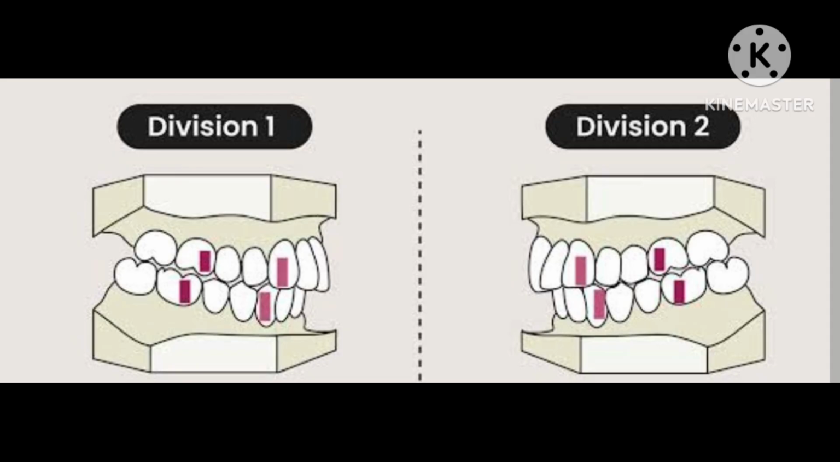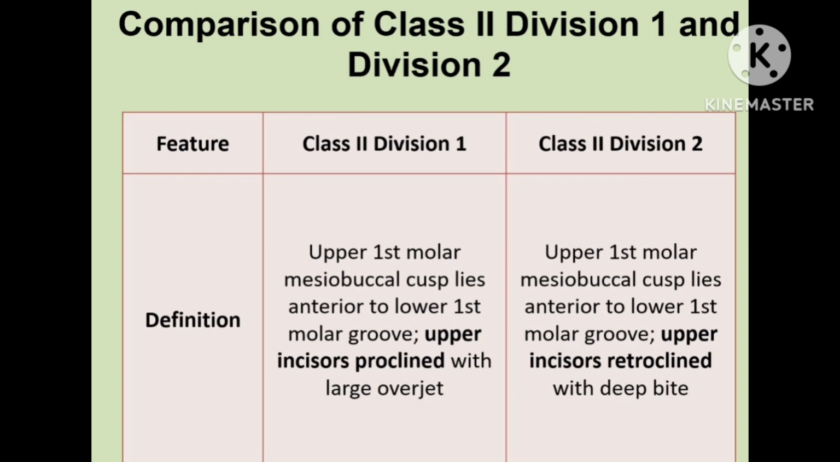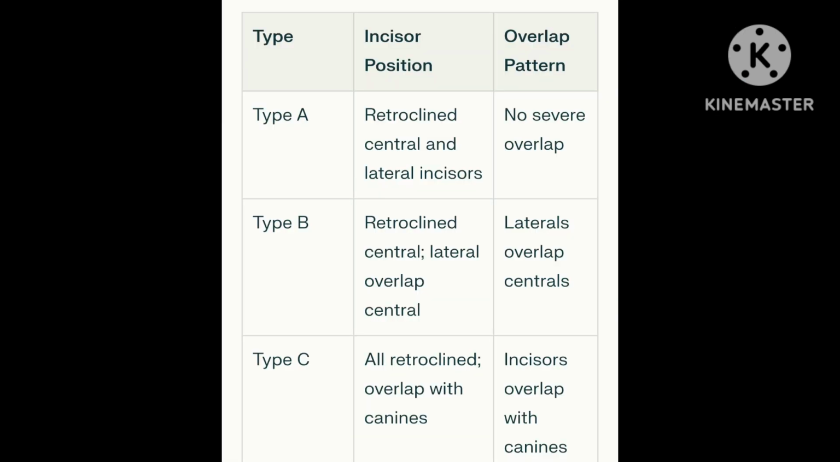On the basis of the incisor position, Class II is further divided into two types. The first is Division 1, where the upper incisors are proclined with an increased overjet, and Division 2, where the upper incisors are retroclined, usually associated with deep bite and reduced overjet.